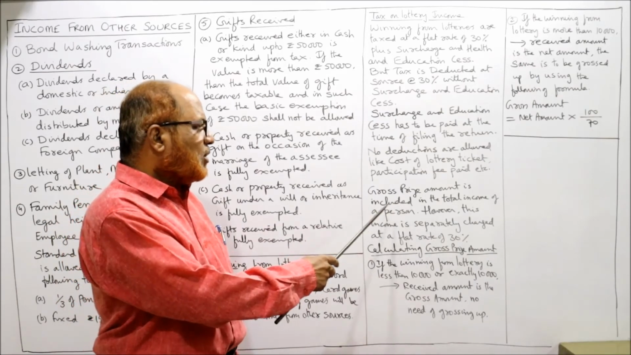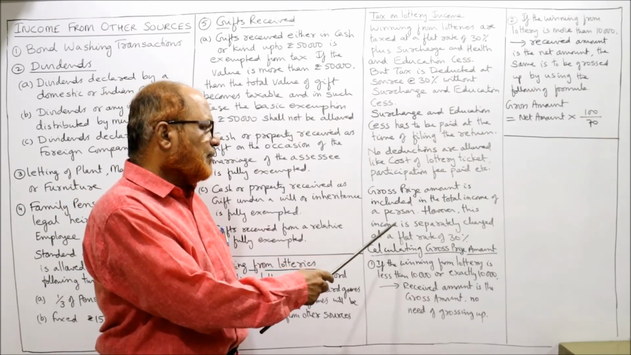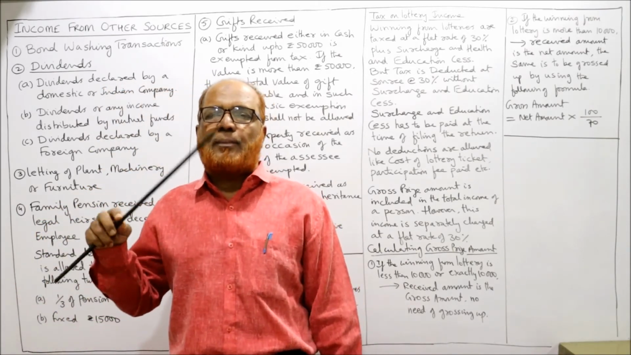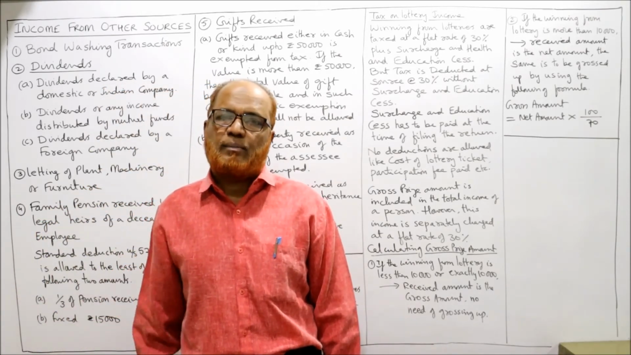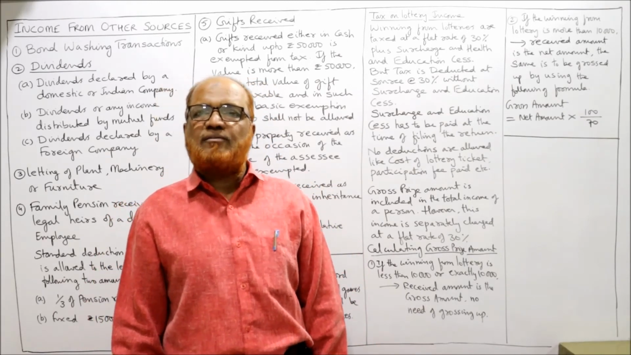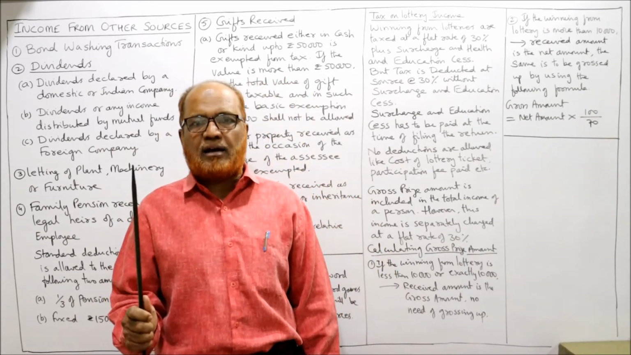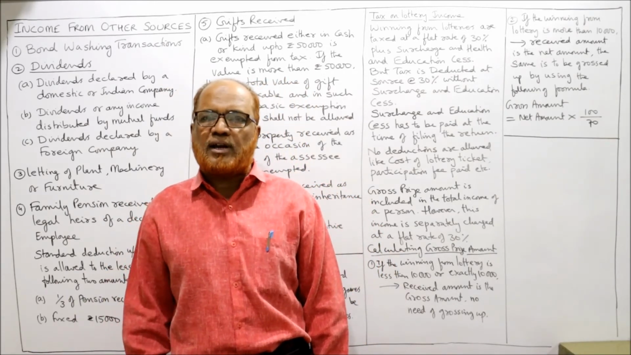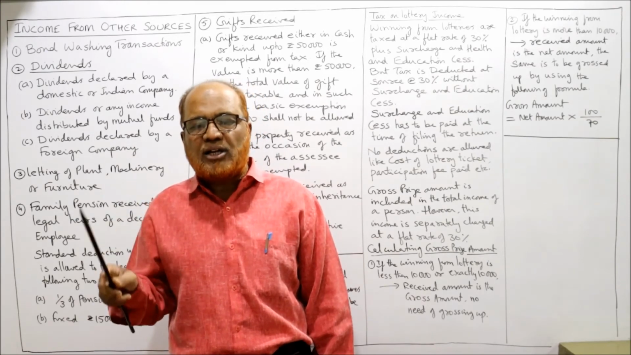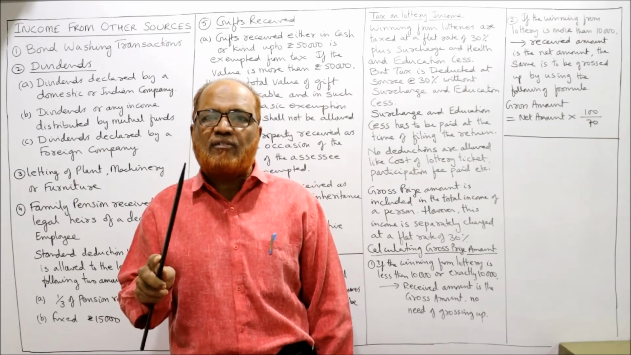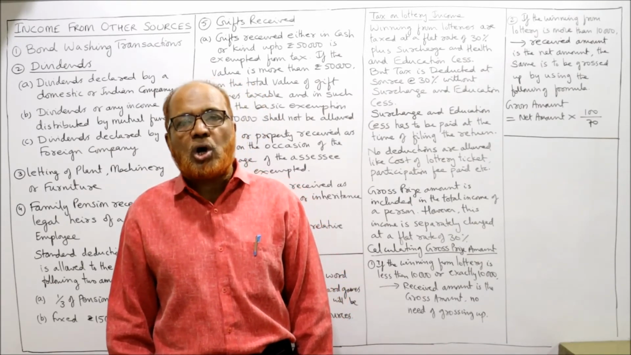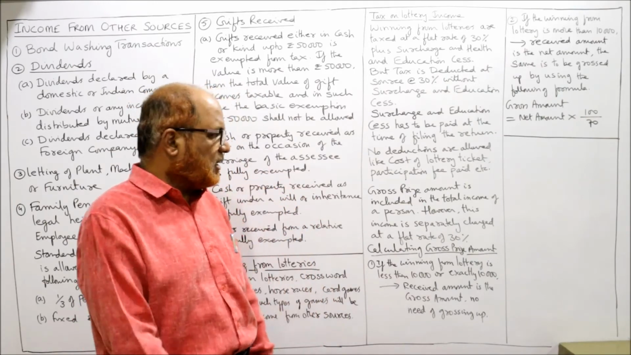Now, the gross prize amount is included in the total income of the person. However, this income is separately charged at a flat rate of 30%. While calculating the total income, we should take the gross winning from lottery. We should not take the net amount. Just now I have given an example. If a person won the lottery amount of rupees 1 lakh, complete 1 lakh rupees he will not get. Only 70,000 rupees he will receive. But while calculating the total income, we should take the winning from lottery as 1 lakh. We should not take 70,000. The gross lottery winning should be taken in the total income.